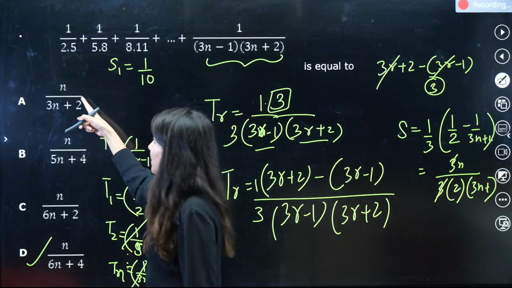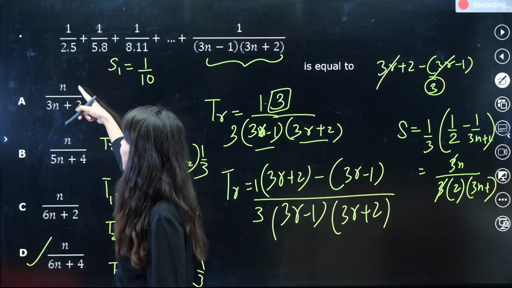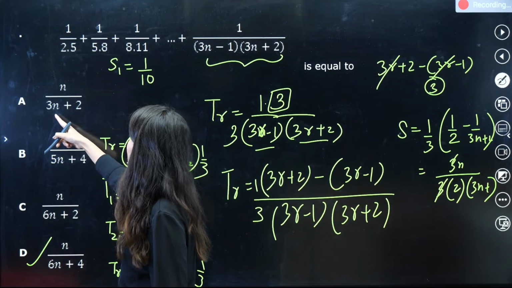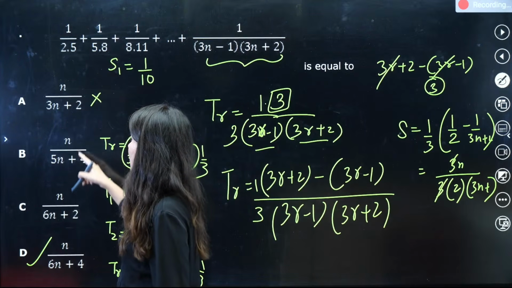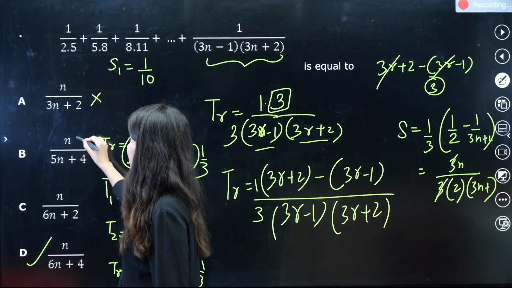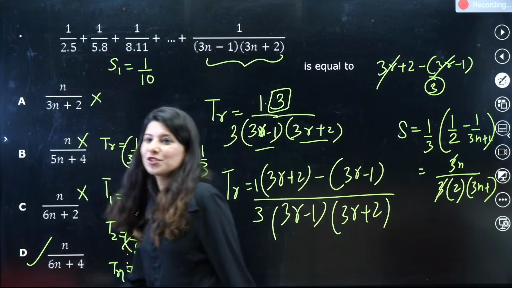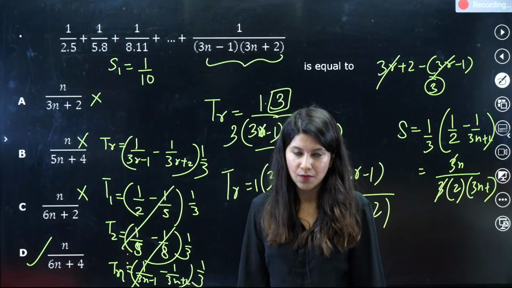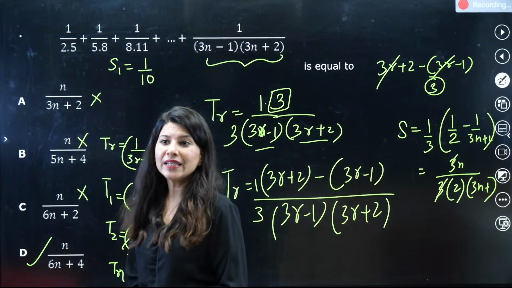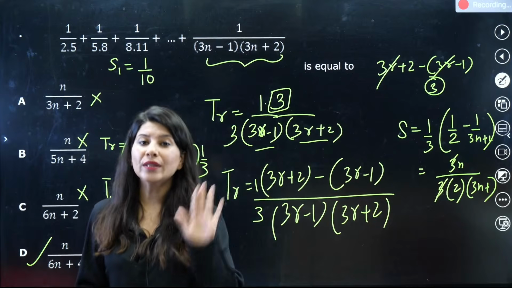So if I put 1 over here, what do I get? 1 upon 5? No. 1 upon 9? No. 1 upon 8? No. 1 upon 10, option D. You don't have to do the full derivation. But why am I doing this? Why am I not telling you in the beginning?